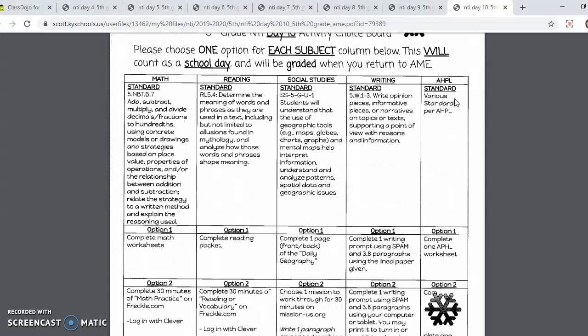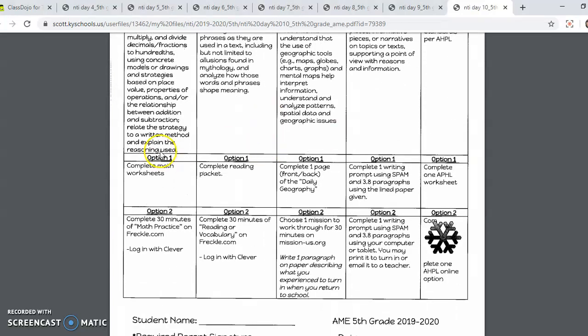Let's see what's on tap for today. You have your option of completing math worksheets or 30 minutes of practice on Freckle. Reading, you'll have a passage, a scene for social studies. You can complete the digital option, which is reading your vocabulary on Freckle, or Mission US in the paragraph. You'll also have your writing and an Apple option.